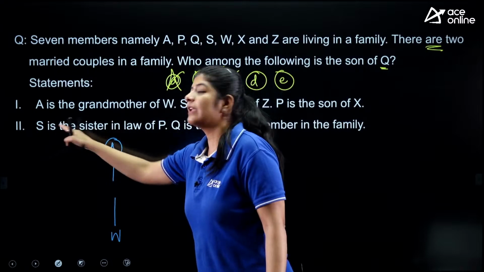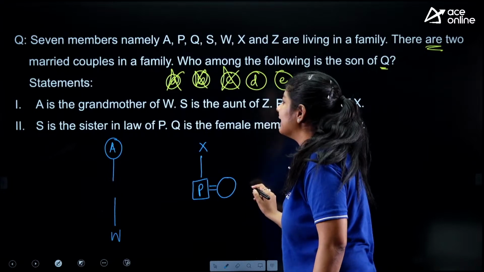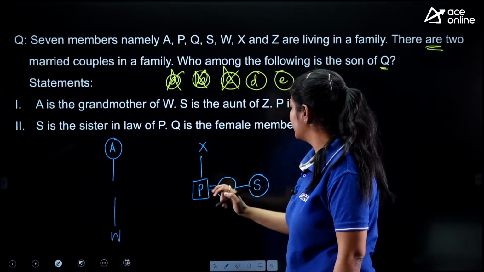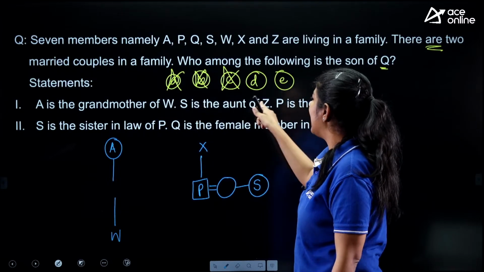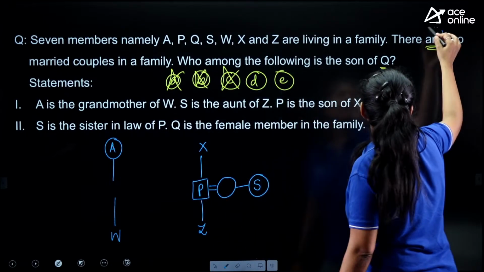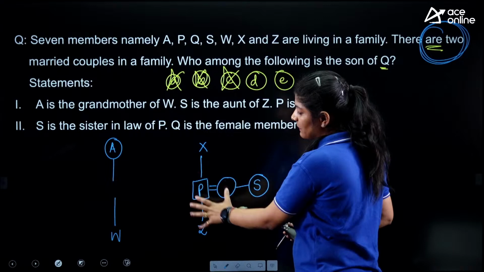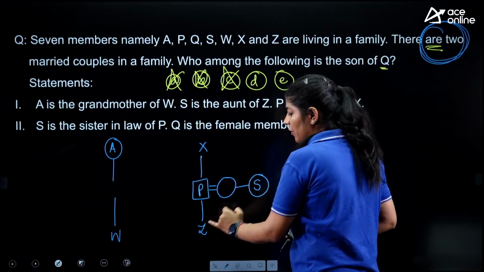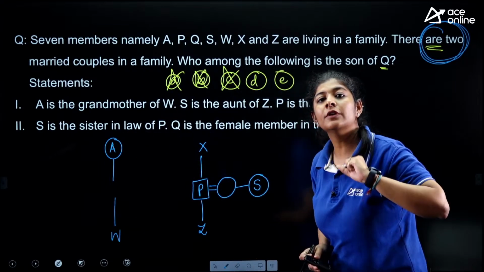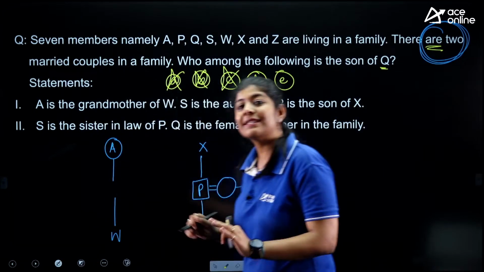And S is a sister-in-law of P, that means P is married to someone, and here we are having this S, right? Here we did that. S is the aunt of Z, so we can make Z over here. Now, the question is saying that we are having 2 married couples, right? And only 7 members. In this particular diagram, 5 members are covered, and here we are having 2 members in a gap of 2 generations, right? Here 1, 2. So we need to adjust them accordingly.